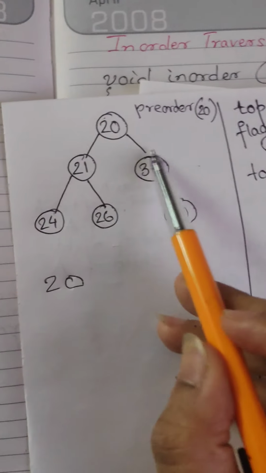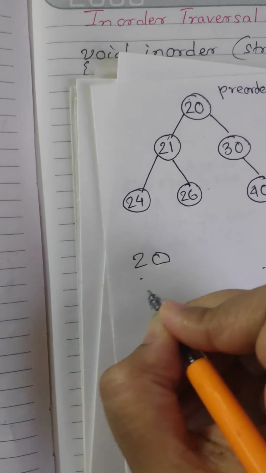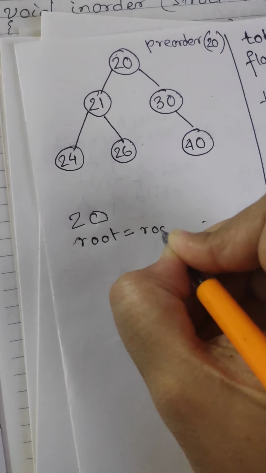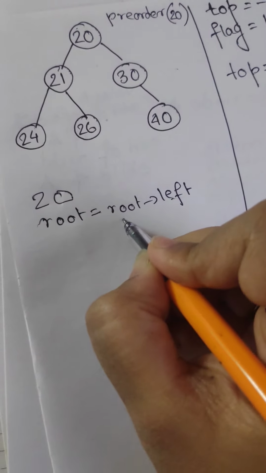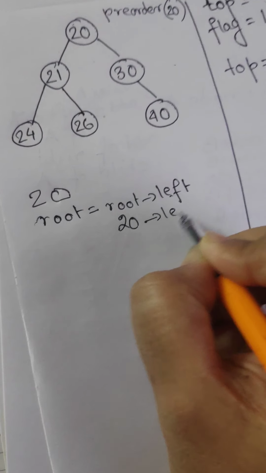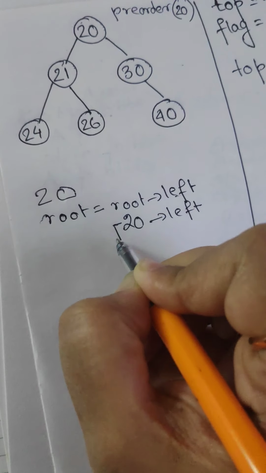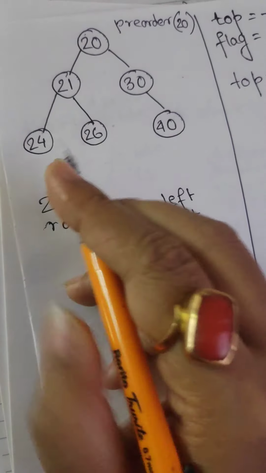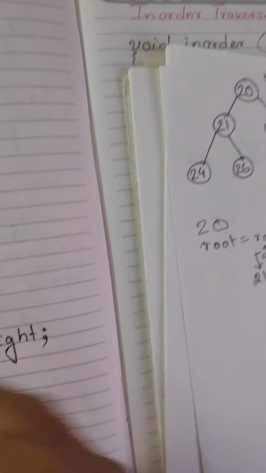Root is equals to root left. Now, this is the root, that is 20. So when you say root is equals to root left, that means you are trying to access 20 left. Now what is basically 20 left? 20 left is nothing but 21 over here. Correct? So the current value of your root becomes the node 21.